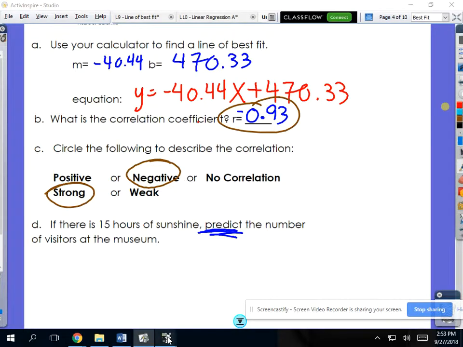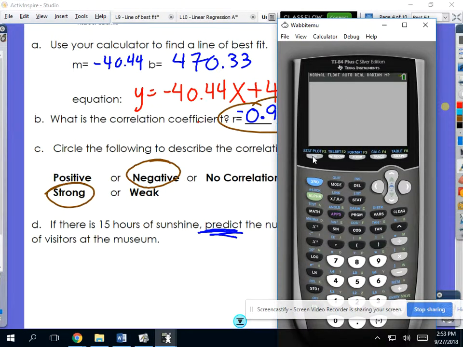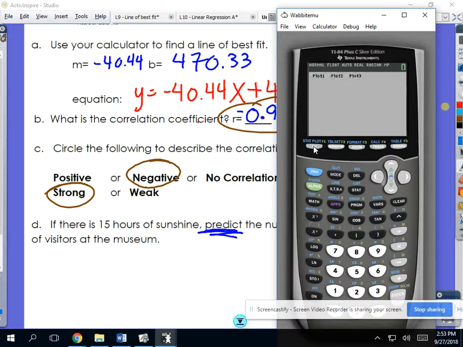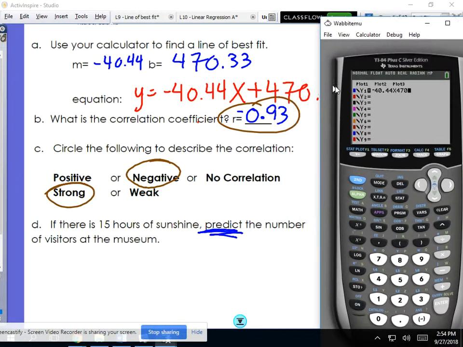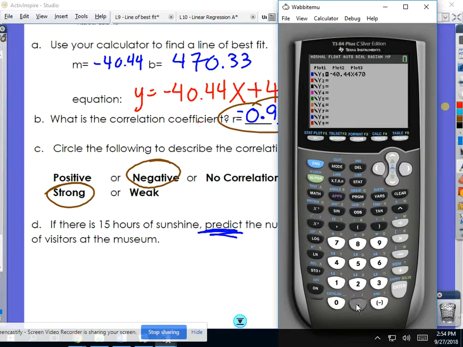What we have to do is type this equation into our calculator, and we do so right here. Let me go back to the main screen so you can see. I need to click the y equals button, right here, top left-hand corner of your calculator. Can't get any higher. Now I'm going to type in my equation: negative 40.44x plus 470.33. There you go. There's your equation.